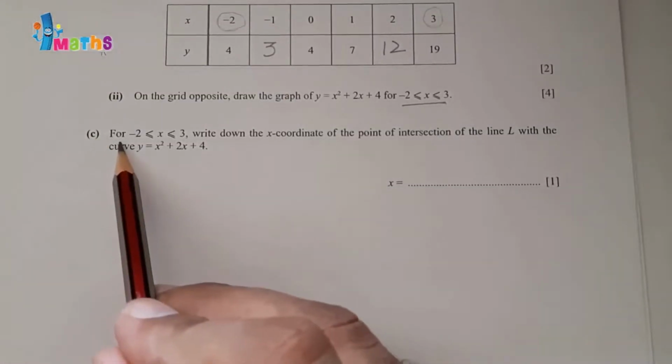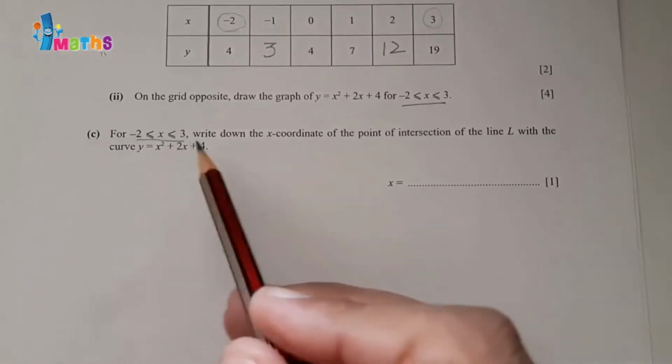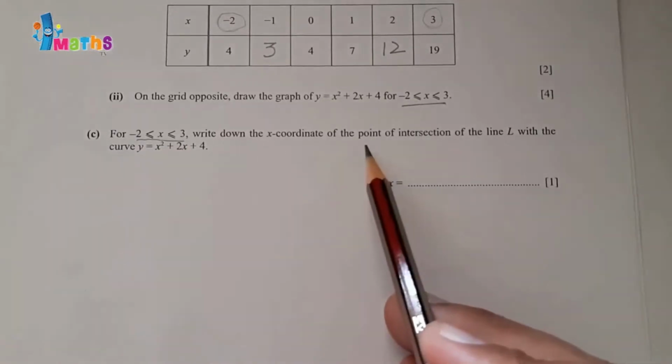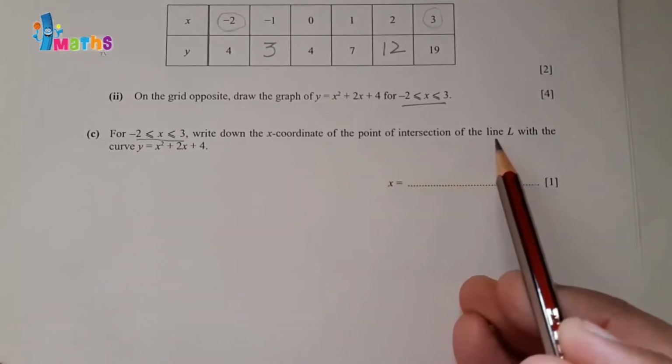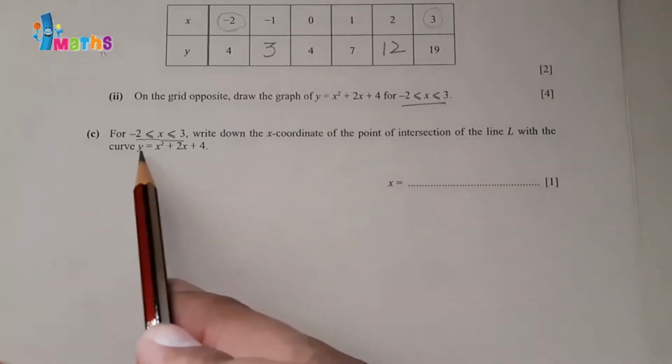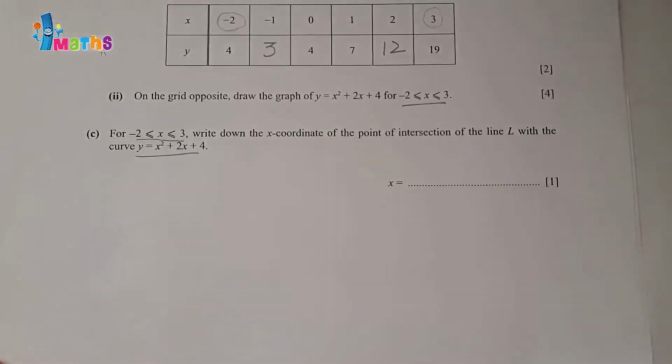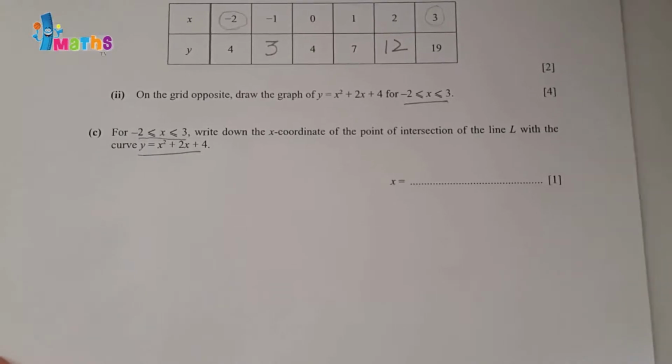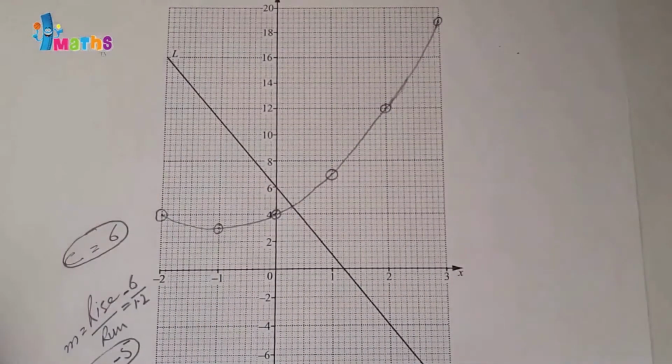Part C, for this given range, same range, write down the x coordinate of the point of intersection of the line L with the curve, this one, which we have drawn. So we will check from the graph which we have plotted, what is the x coordinate of the point which we got.